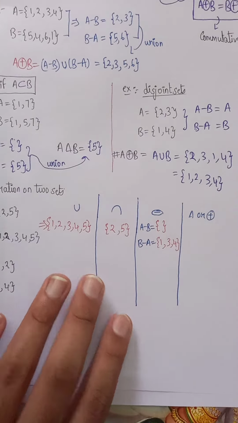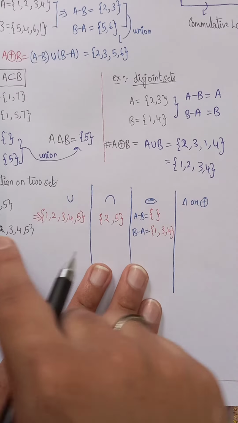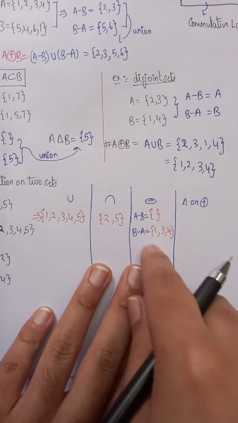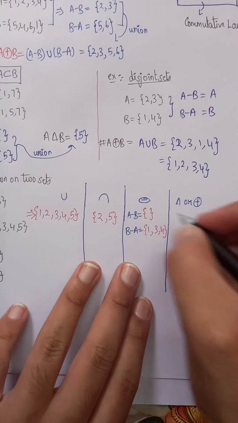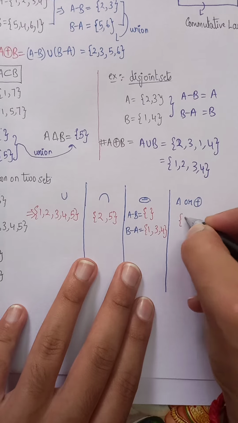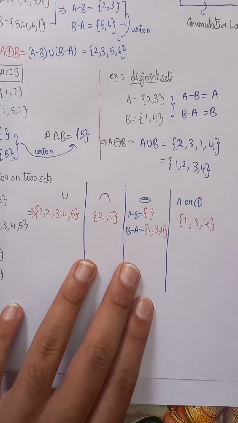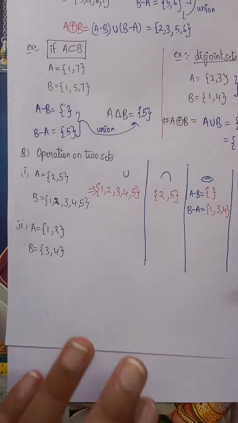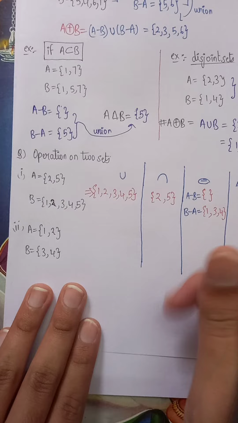Now the symmetric difference of A and B. You have to take the union of A minus B and B minus A. By taking it like that, we get the answer 1, 3, 4. Okay, moving on to the next question. I hope you understood. I have explained it.